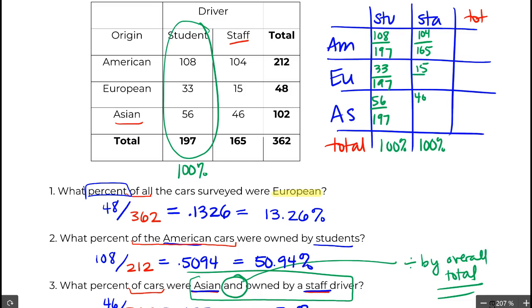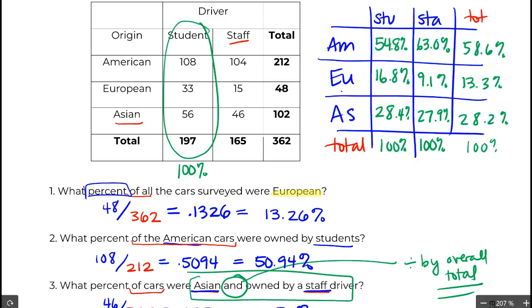Now we do not need to do the overall total column, but there's nothing wrong with doing that. If we want to do that, we're going to divide by the whole 362 in this column. So I'll pause you and then, of course, with the magic of a time lapse, give you the actual percents. All right, so there's our table.